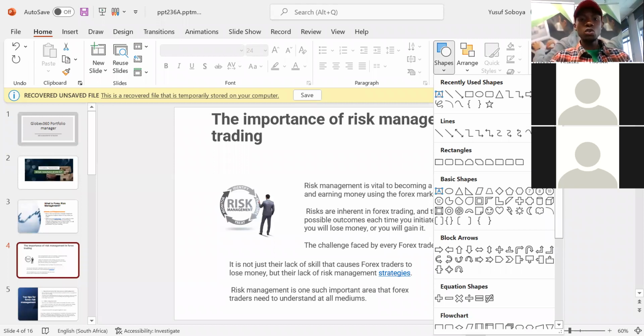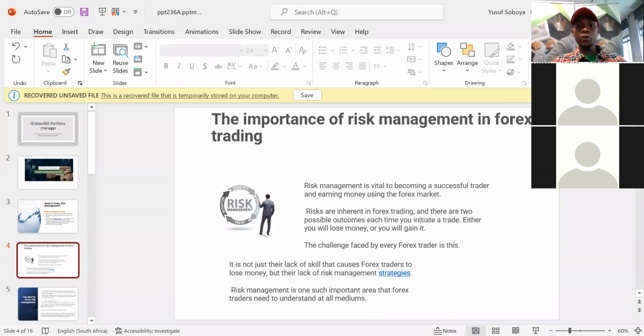All right. So the importance of risk management in Forex. Risk management is very vital to become a successful trader, right? In order to become a very successful trader and earn money using the Forex market, you need to apply risk management. If you want the Forex market to be one of the things that gives you money continuously, you need to practice risk management over and over again.